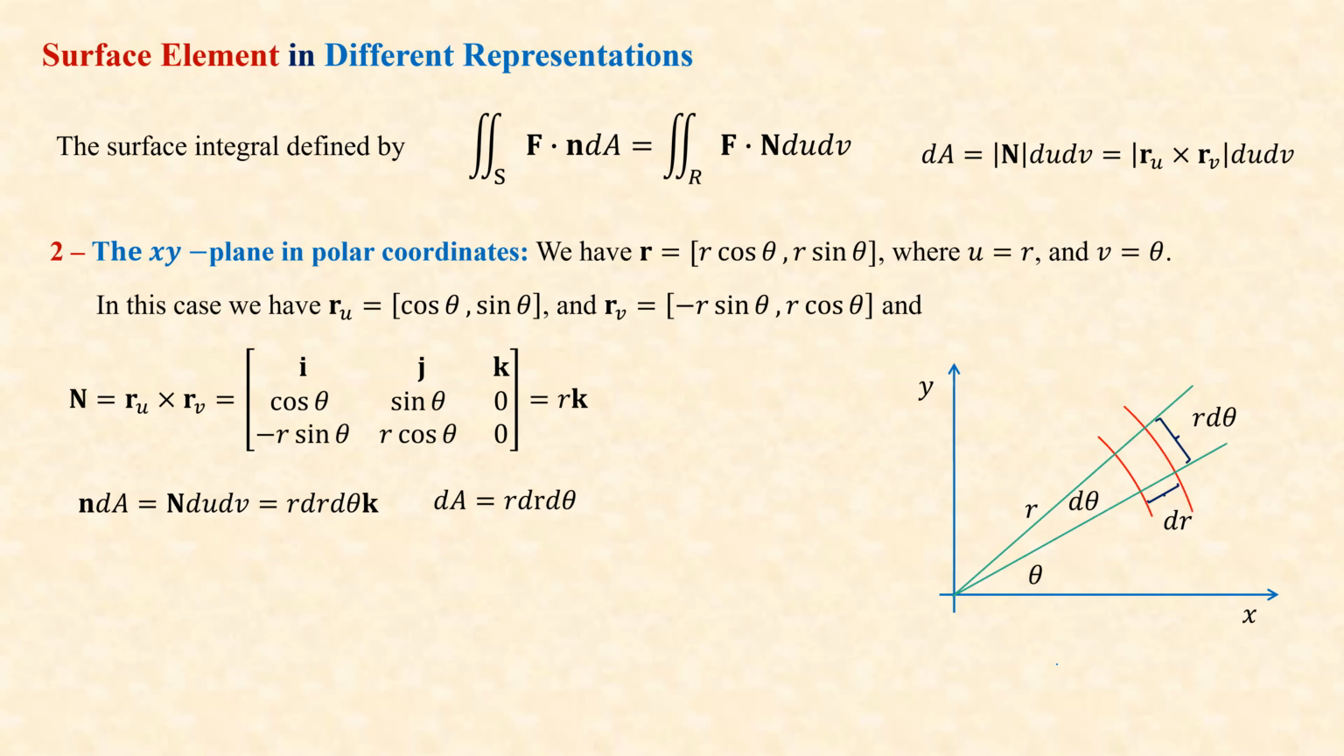And of course, you can see it from this figure. If you make an increment in r and make an increment in theta, you get an area element like that. When d theta and dr are very small, you can see that this side is dr, this side is dr, this side is r d theta. And the area becomes dr times r d theta, which is r dr d theta.